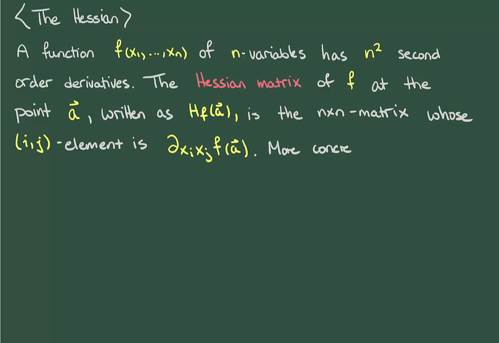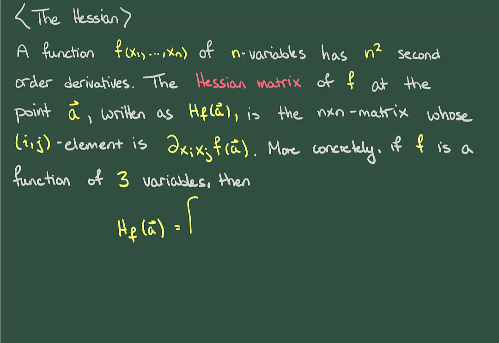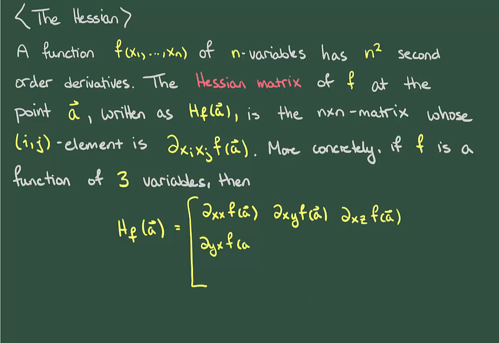For the sake of concreteness, let's say that f is a function of 3 variables, so that we can write down its Hessian as so. Along the first row, we get the xx, xy, and xz derivatives. Along the second, the yx, yy, and yz derivatives. And the same story for the third row.